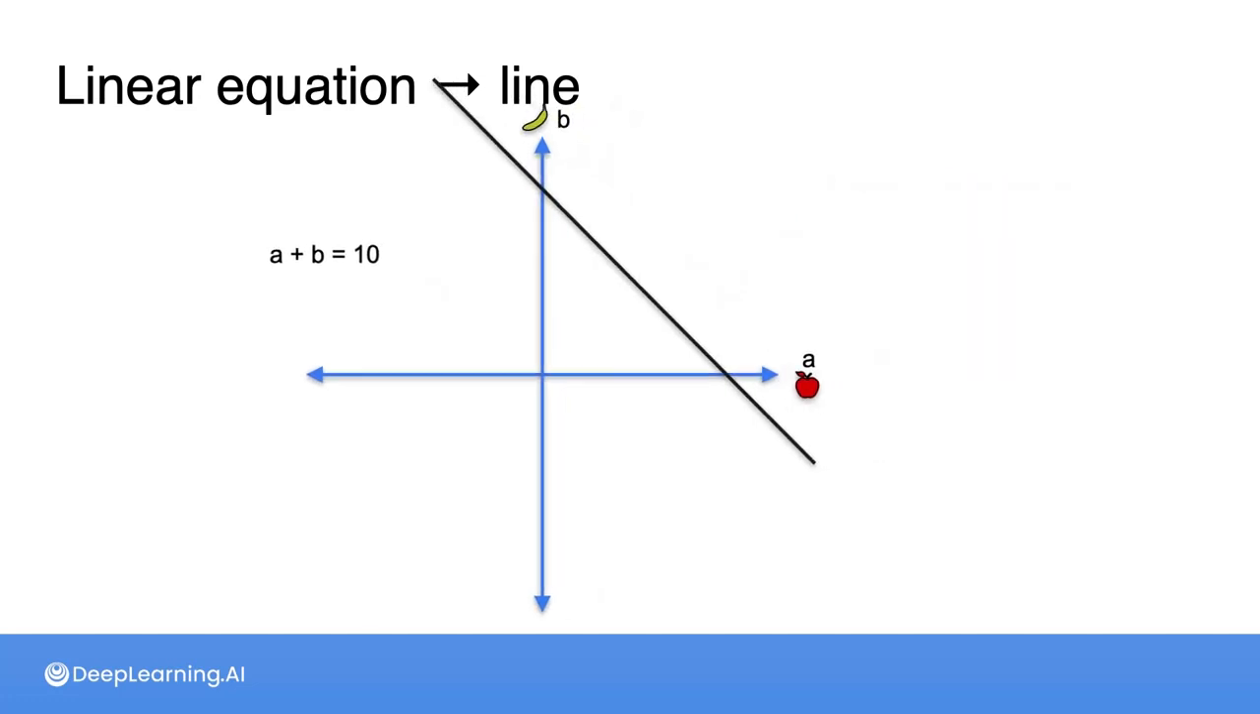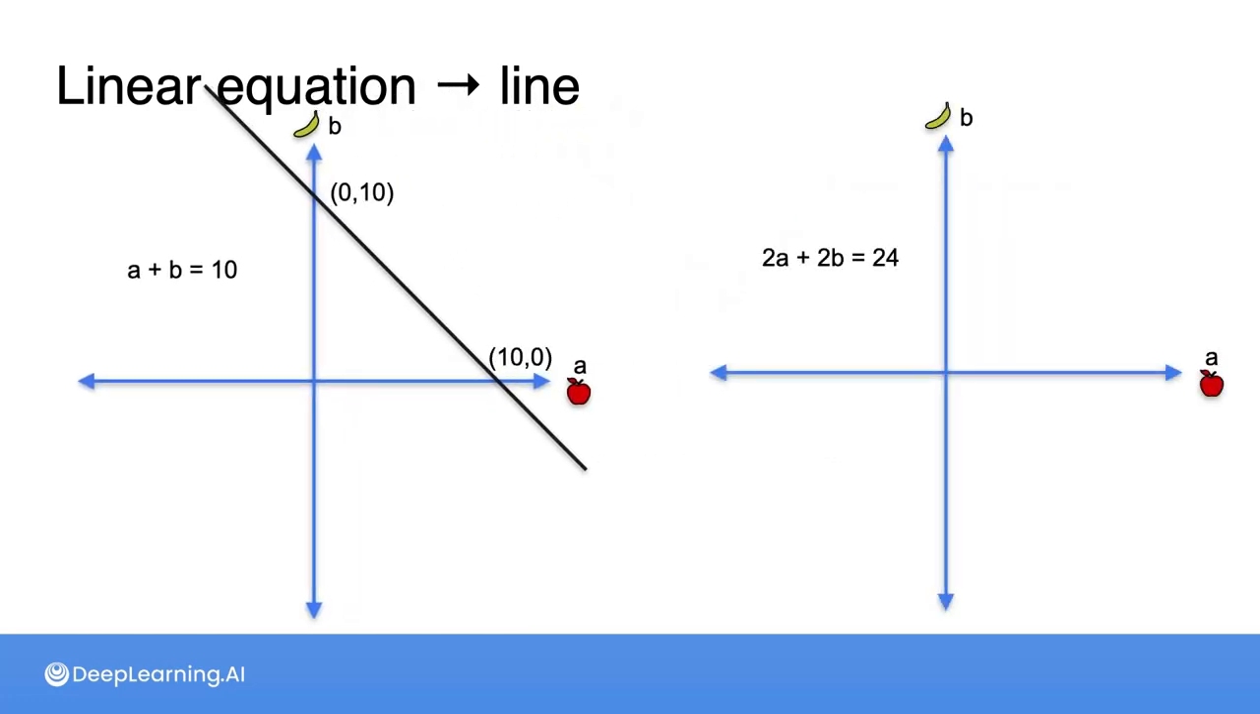And finally, let's look at another system of equations, the one with equations a plus b equals 10 and 2a plus 2b equals 24. So let's plot the one on the right. Notice that the line of the equation 2a plus 2b equals 24 goes through the points (0, 12) and (12, 0), because 2 times 0 plus 2 times 12 is 24, and 2 times 12 plus 2 times 0 is 24, and therefore it has to be this line over here. It's very similar to the original line, except it's translated up by 2 units.